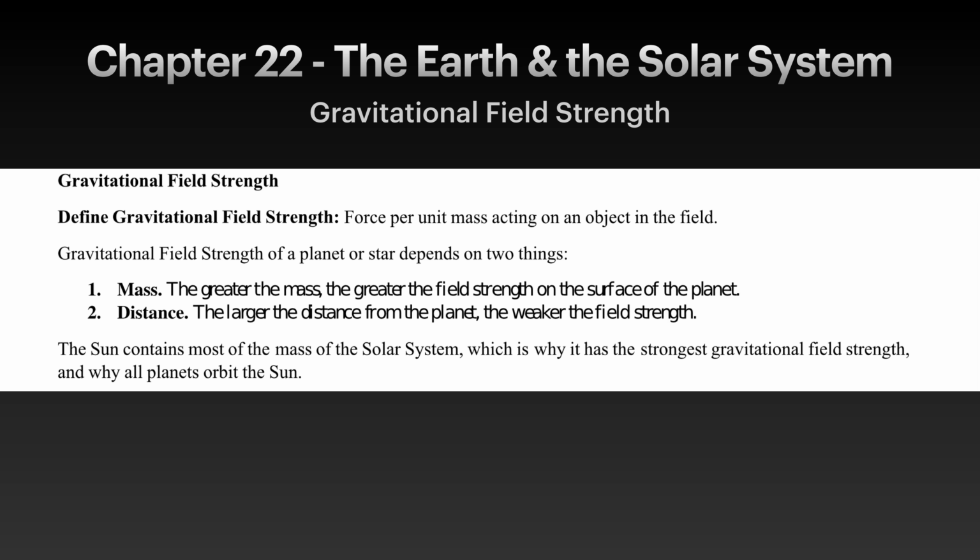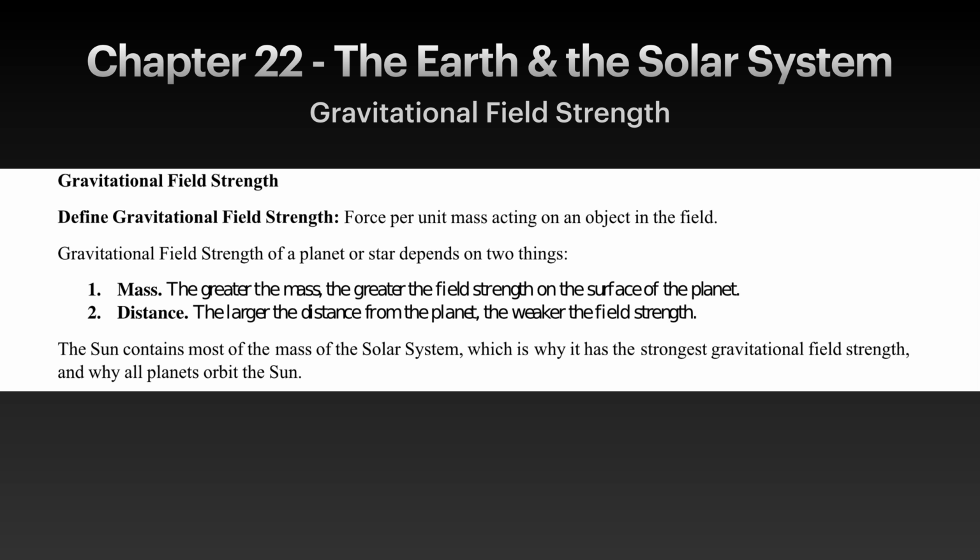Now let us explore the concept of gravitational field strength. A gravitational field strength is defined as force per unit mass acting on an object in that field. The gravitational field strength of a planet or star depends on two things. Mass: the greater the mass, the greater the field strength on the surface of the planet. And then the distance: the larger the distance from the planet, the weaker the field strength.